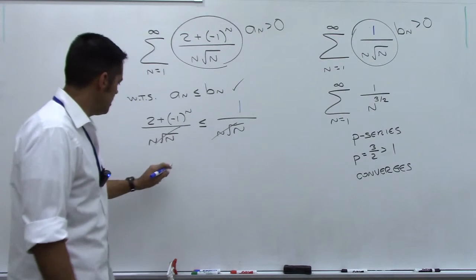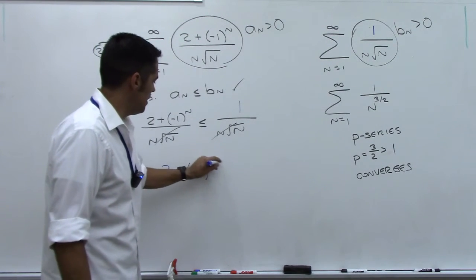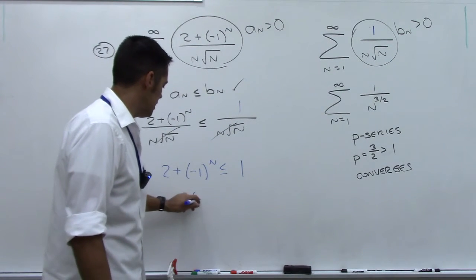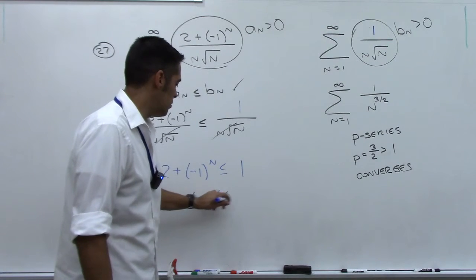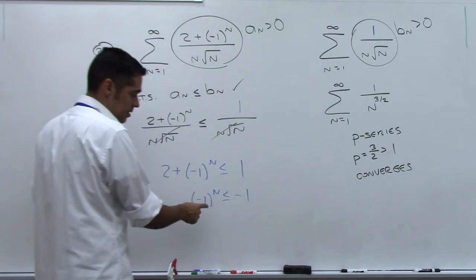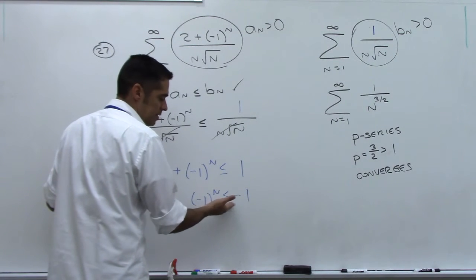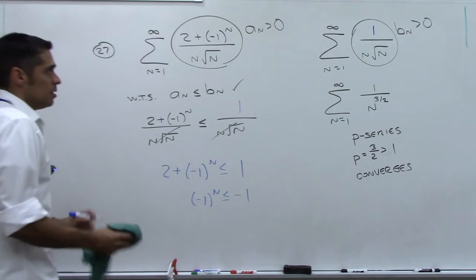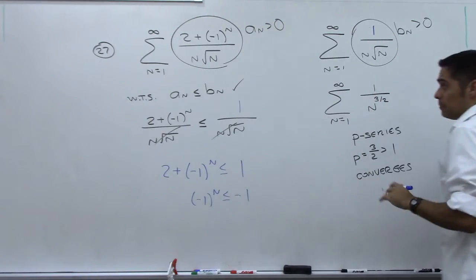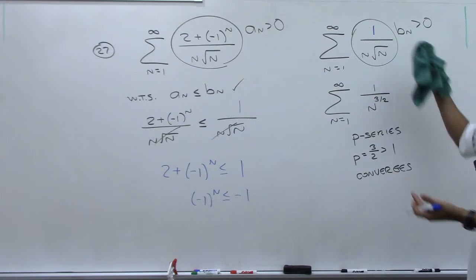And so when you got to this, you would say 2 plus negative 1 to the n is less than or equal to 1. And when you subtract 2 on both sides, you get negative 1 to the n is less than or equal to negative 1. And this is not going to hold all the time. Because if n is 2, this is 1, and 1 is not less than or equal to negative 1. So you may have thought that 3 is not that important, but it is absolutely important in order for this inequality to hold.